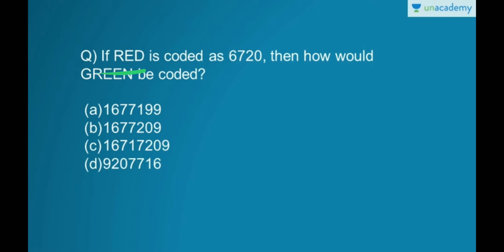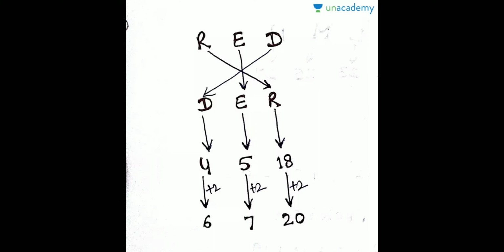If red is coded as 6720, then how can green be coded? Okay, let's see. For red, first of all, they arranged it according to the pattern: the first letter as the last, the last letter as the first, and the middle one stays in the middle. Okay, done. Now they have written the position of the letters.